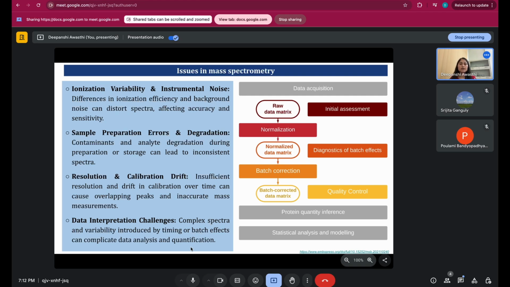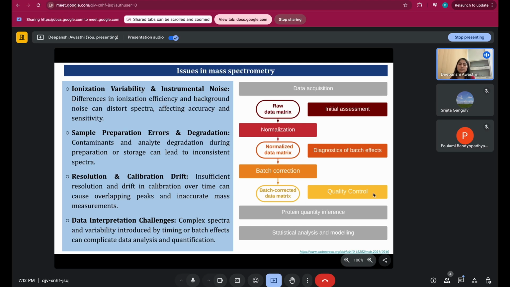So these are all issues which you will observe in mass spectrometric experiments, and you have to take some measures to address them. The first thing is the initial assessment. Whenever the data is acquired, you have the raw data matrix, and you have to normalize it, because if multiple experiments are performed, they could be in different units, so you have to bring them to a common ground. So the data matrix will be normalized. Now there could be some batch effects, so you have to correct those, and after correcting them, a batch corrected data matrix will be obtained.